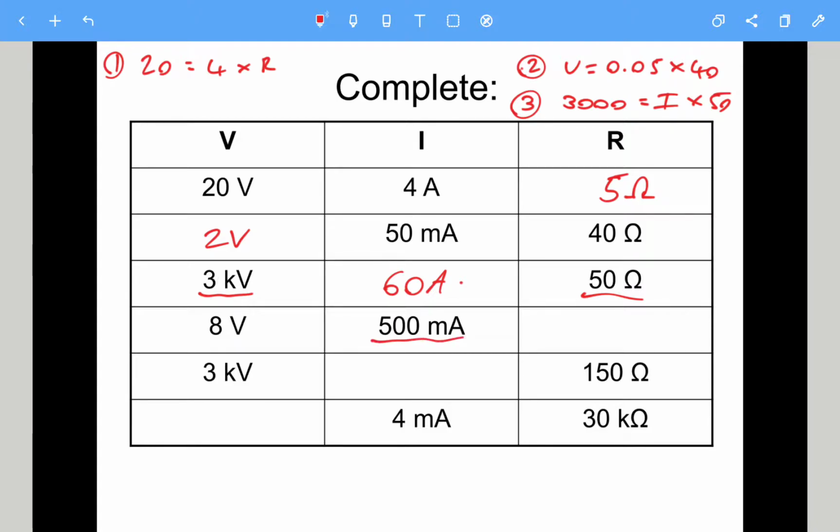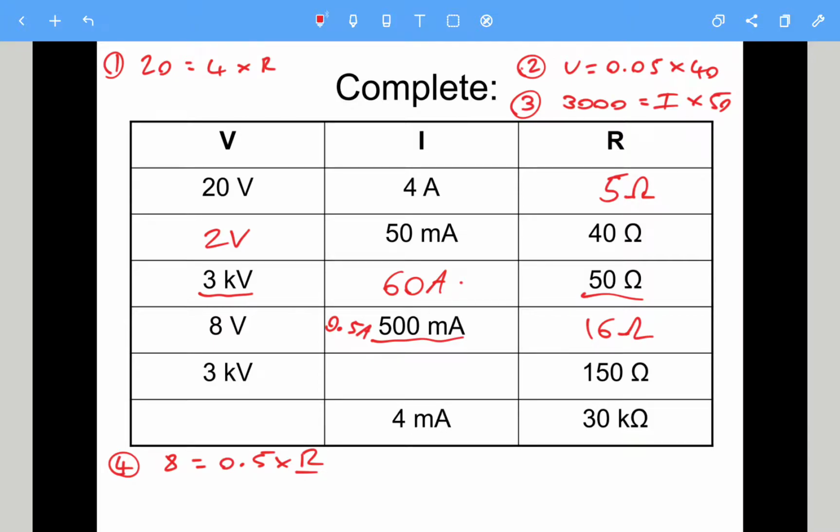So be careful with the milliamps. Remember, divide by 1,000. So 500 divided by 1,000 gives us 0.5 amps. We'll call that number 4. Again, V equals IR. So the voltage is 8 equals current of 0.5 times resistance R. To get R on its own, make it the subject, we need to get rid of the times 0.5. So that's 8 divided by 0.5, which gives us 16 ohms.